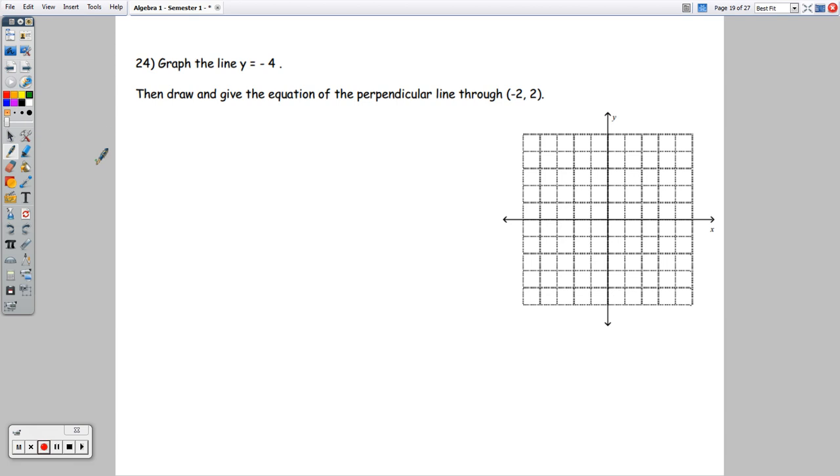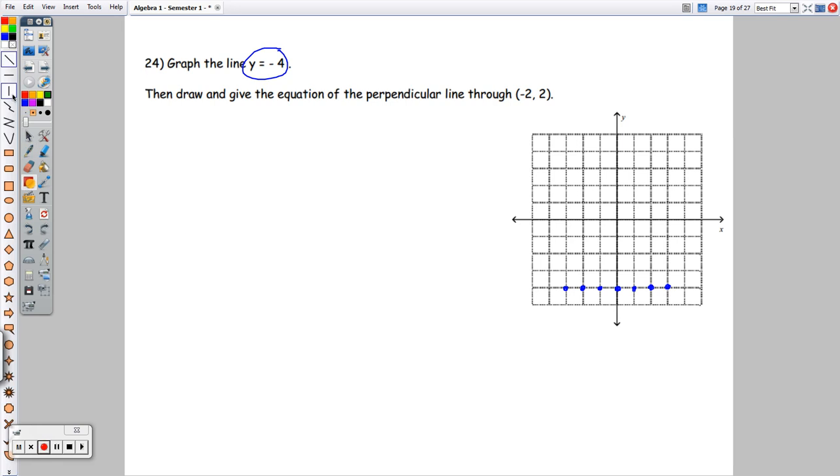24. Graph the line y equals negative 4. And then draw and give the equation of the perpendicular line through negative 2, 2. So let's start by graphing this one here. So if y equals negative 4, it does not matter what x value you pick, y is negative 4. So if you pick 0, y is negative 4. If you pick 1, y is negative 4. If you pick 2, y is still negative 4. Anytime you have y equals, that's a horizontal line. So right there, horizontal line, connecting those points.